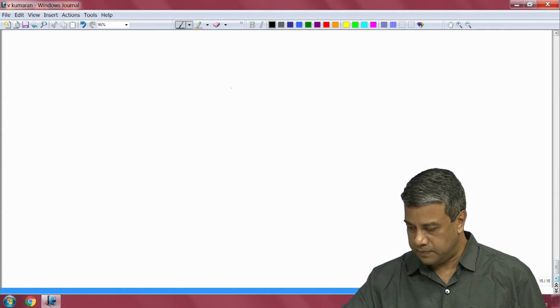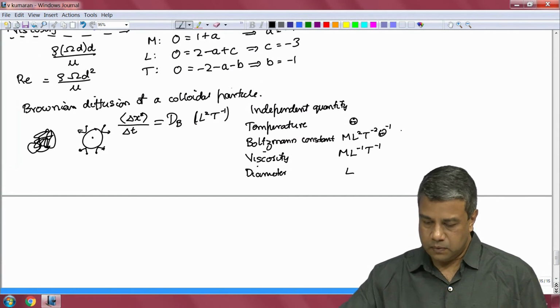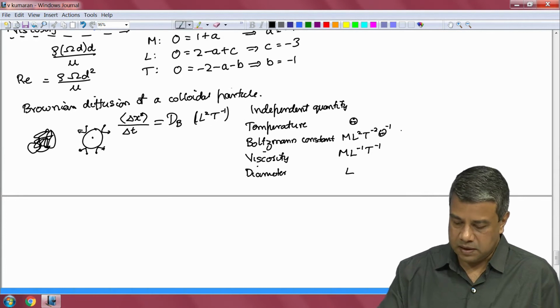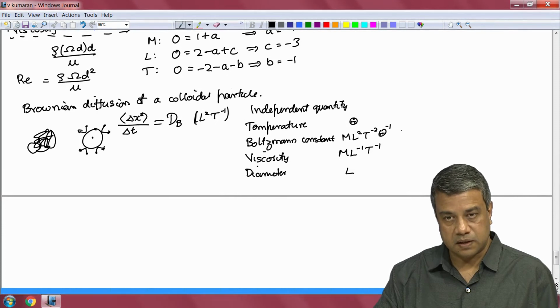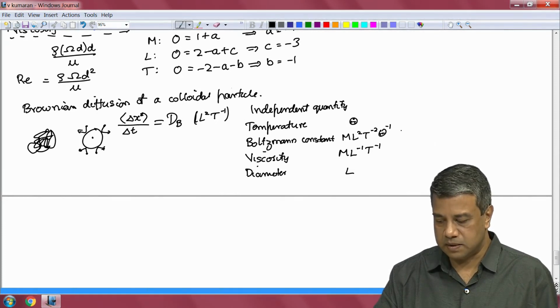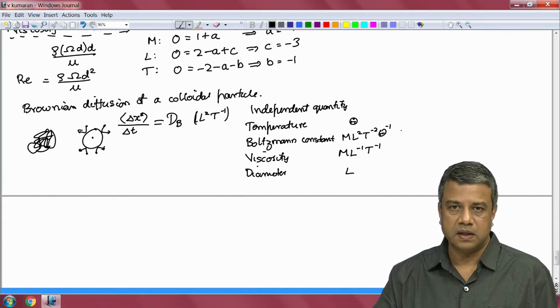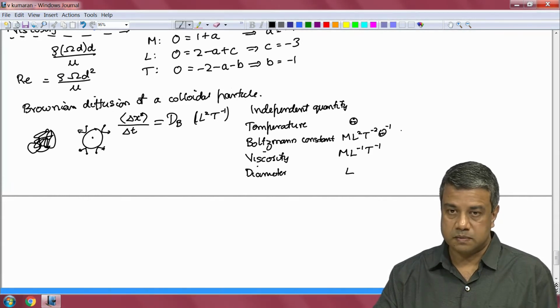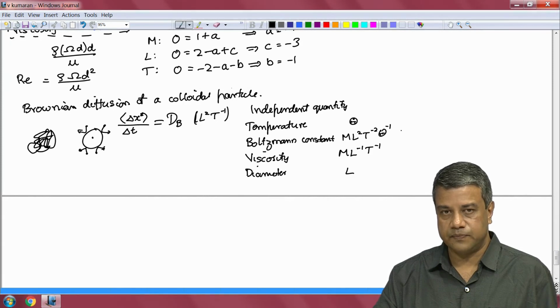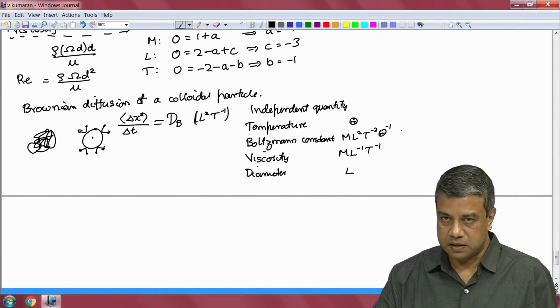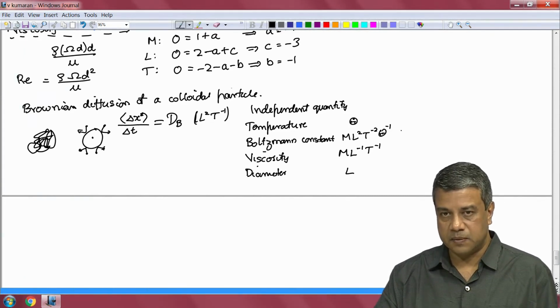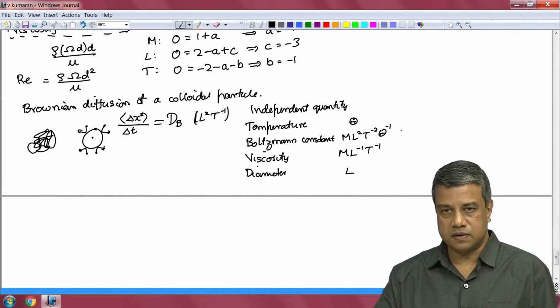So, in this particular problem we have one dependent dimensional quantity, that is the Brownian diffusion coefficient, and 4 independent dimensional quantities: the temperature, the Boltzmann constant, the viscosity and the diameter. They contain 4 dimensions: mass, length, time and temperature. So, therefore, total number of dimensional quantities is 5, dimensions is 4, there should be only one dimensionless group, and that dimensionless group should be the scaled Brownian diffusion coefficient.